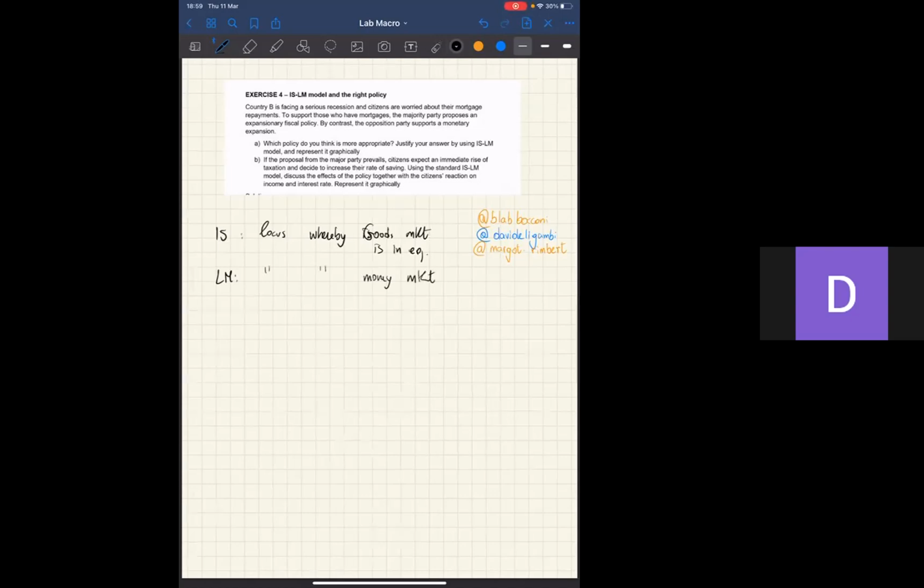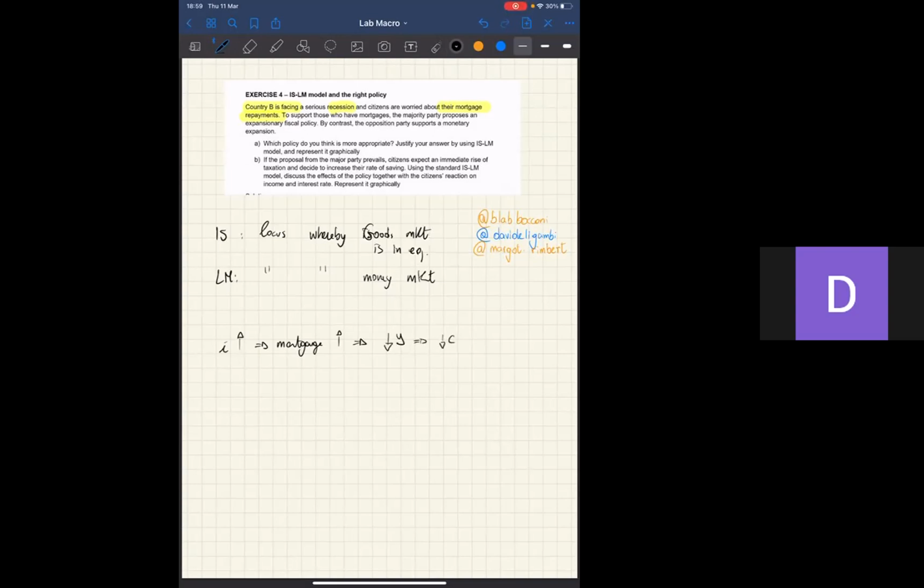And here we have a scenario in which country B is facing a recession. And the key point here is that citizens are worried about their mortgage payments. What you have to understand for the problem is that mortgage payments are linked to the interest rate that the economy is following. Because if the overall interest rate, the benchmark rate, is high, obviously mortgage repayments are going to be very high. And therefore people are going to have less money, which decreases consumption.